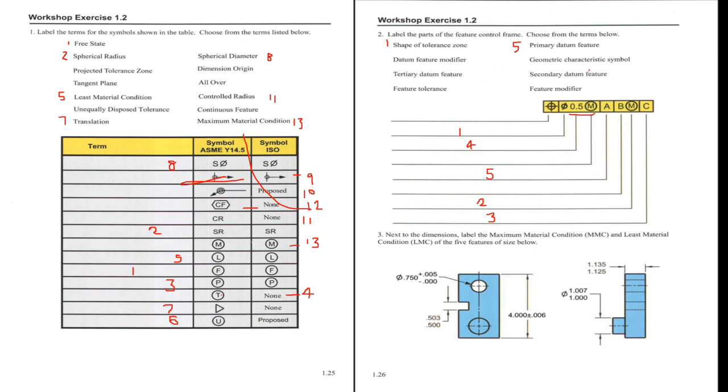Then the geometric characteristic symbol. Well, it's here. Position is our geometric characteristic, and the secondary datum feature is number 7, and the feature modifier is here. Maximum material condition with this 0.5 positioning tolerance. It's number 8.